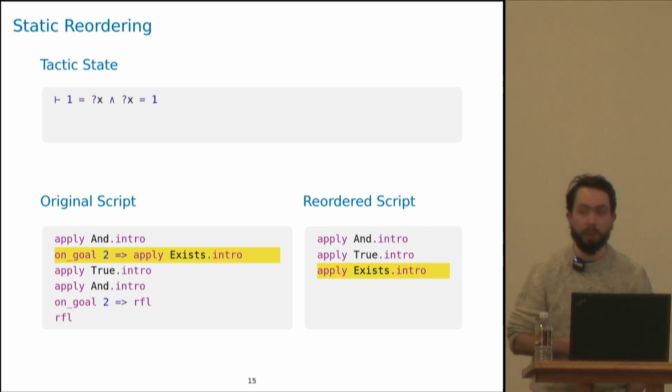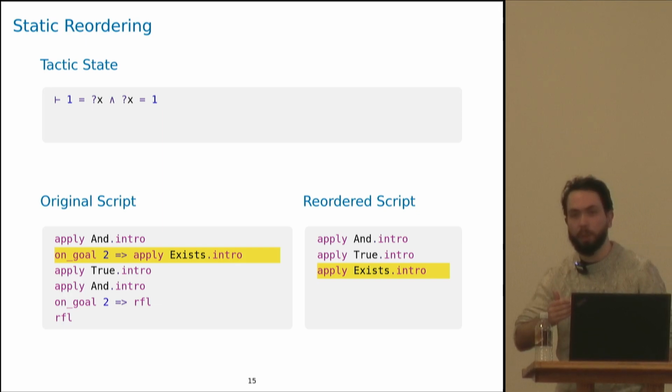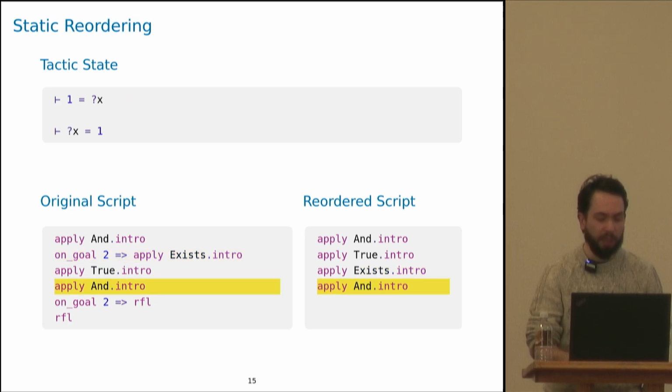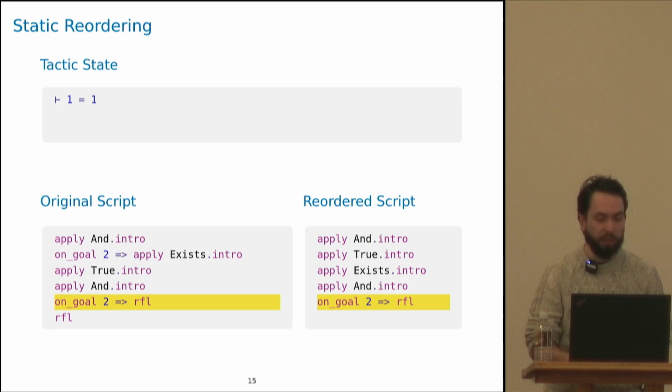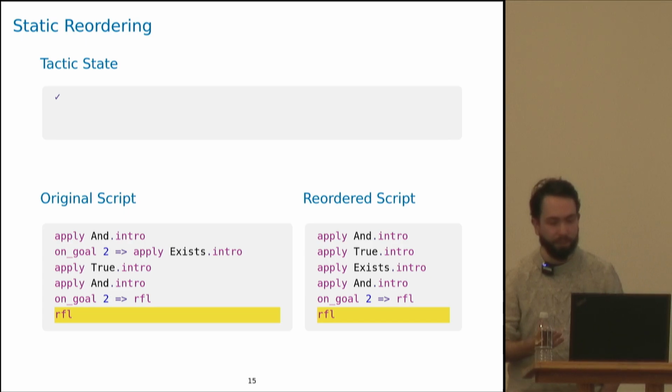Okay, now we have a goal with meta variables. Now we need to become more careful, and becoming more careful basically just means, okay, we take the tactics from the original script in exactly the same order that they were applied there. So we get this and.intro, and then on the second goal we run refl, and on the first goal we run refl, and we get a partially ordered script.